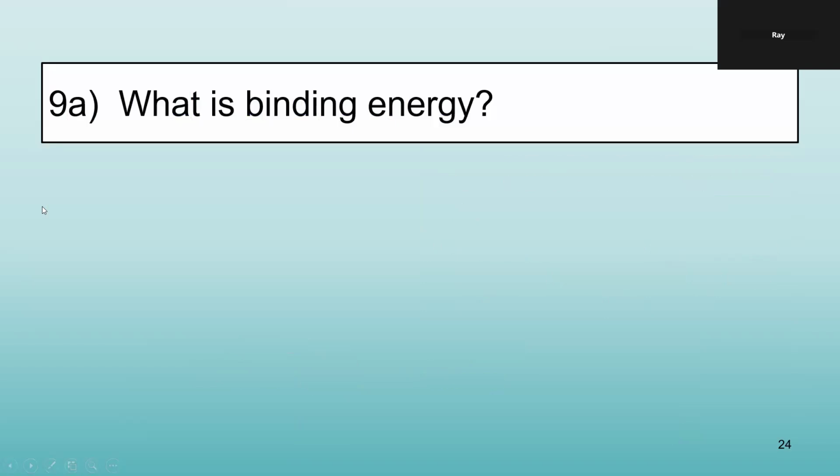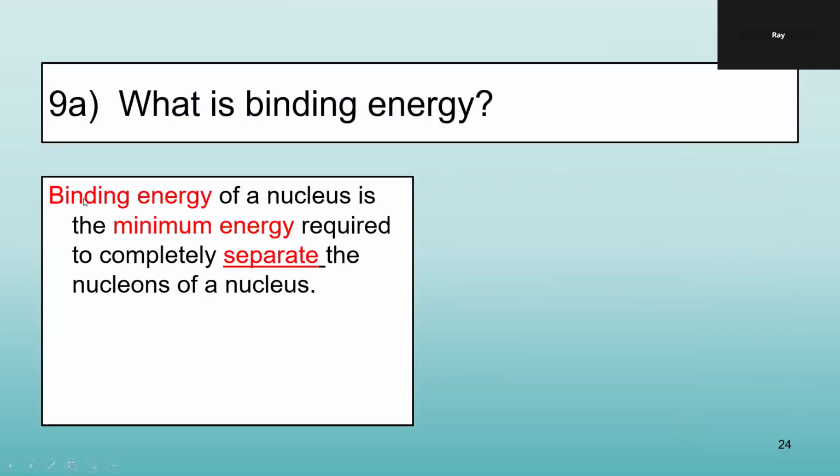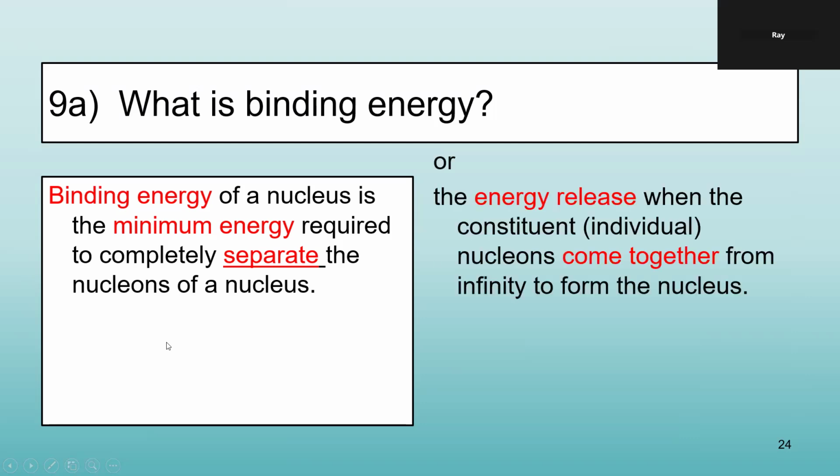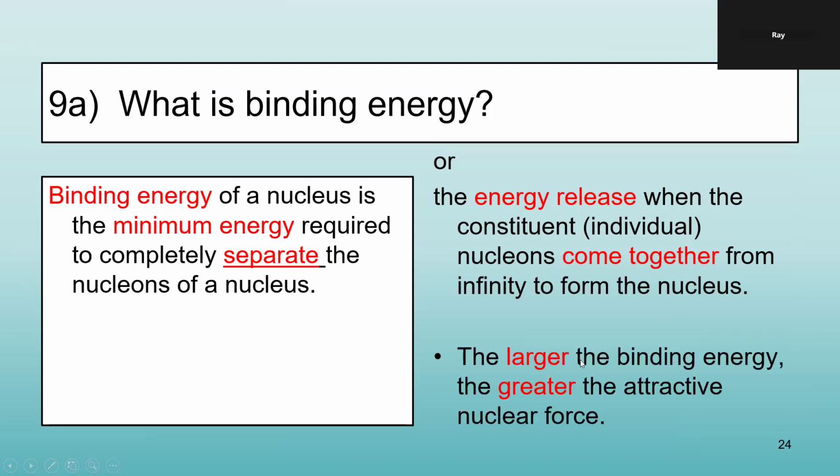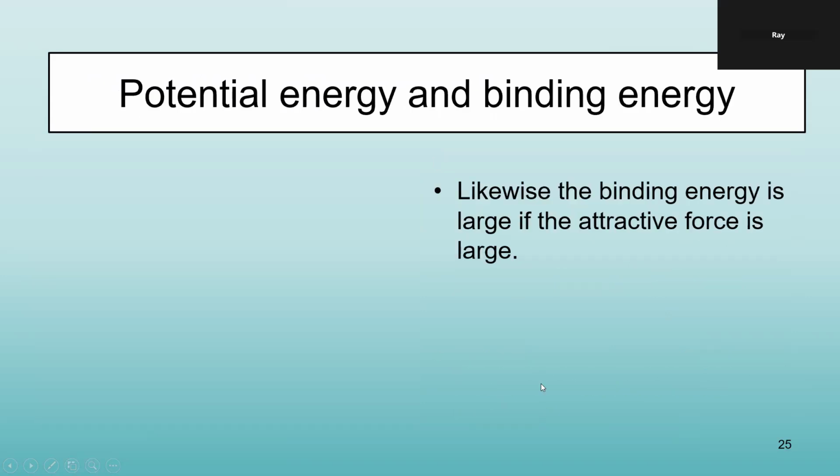So remember that binding energy of a nucleus is the minimum energy required to completely separate the nucleons of a nucleus. Right? The term completely must be there. Or it is the energy released when individual nucleons come together from infinity to form the nucleus. The larger the binding energy, the greater the attractive nuclear force. Likewise, binding energy is large if the attractive force is large.